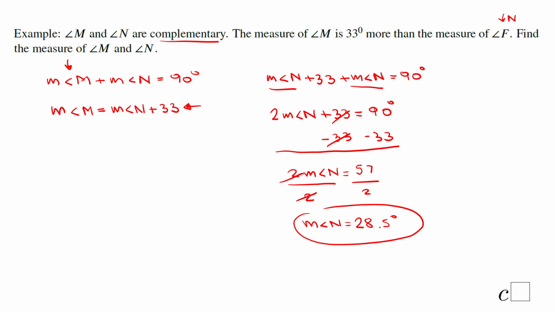And now we can move and find the measure of angle M. Go back to the second statement, this one here. We have the measure of angle N, 28.5, plus 33. The measure of angle M is 61.5 degrees.